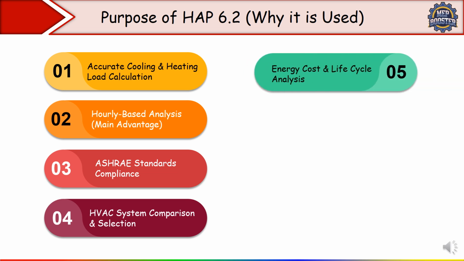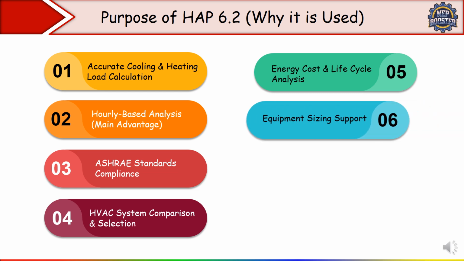Okay. Next, energy cost and life cycle analysis. So here normally HAP estimates monthly and annual energy use, electricity and fuel cost, peak demand charges, which is very useful for green building, value engineering and client presentation.